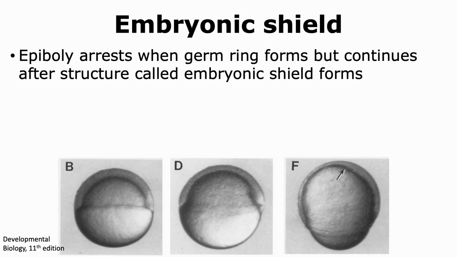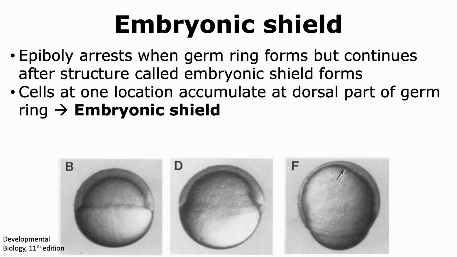The process of epiboly temporarily halts when the germ ring is formed. However, after the formation of a structure called the embryonic shield, epiboly can continue. Now let us see how the embryonic shield is formed. When we look at the germ ring, the cells at one location will accumulate, and they tend to accumulate at the dorsal part of the germ ring. And this structure is called the embryonic shield.